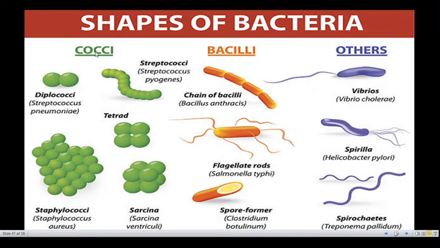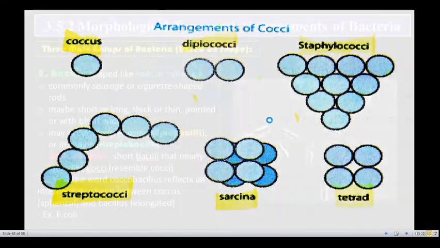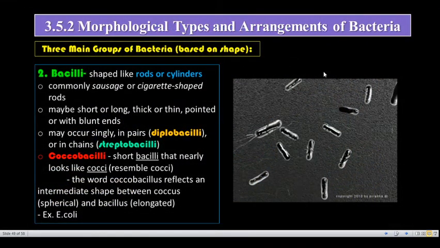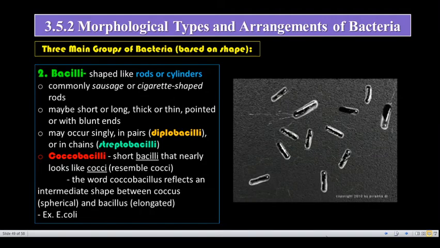So this is so you have other pictures to look at. You have the diplococci, you have the staphylococcus, the tetrads. This is the tetrads. This is the streptococci or the chain, and then you have the Sarcina. Okay, here too. So, you now have many samples. Okay, next.